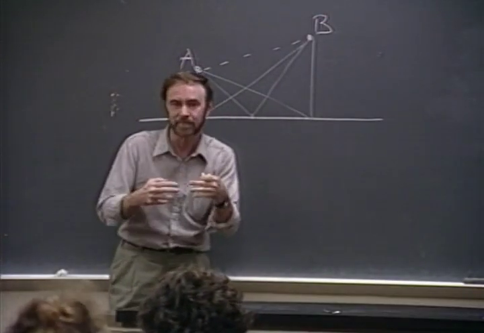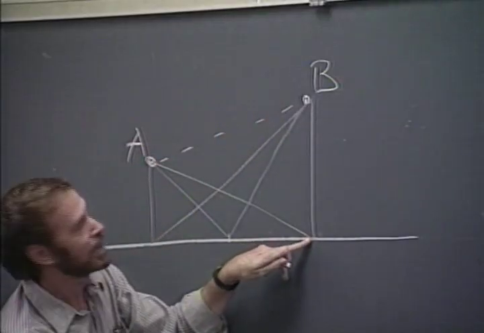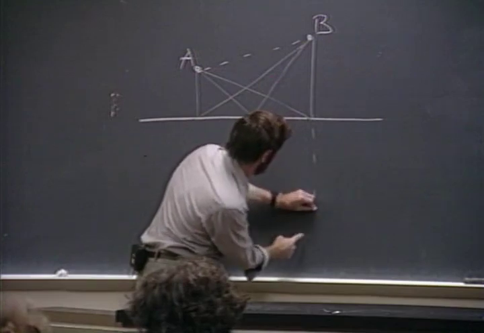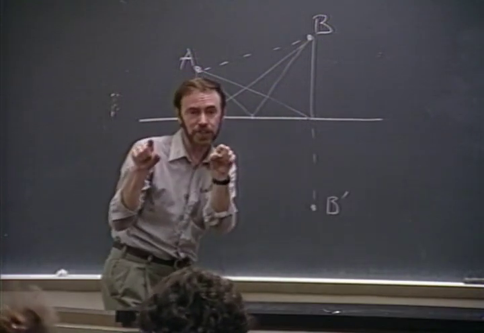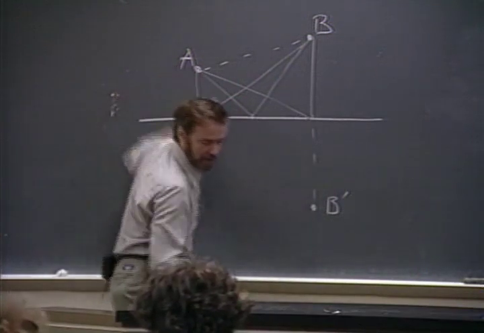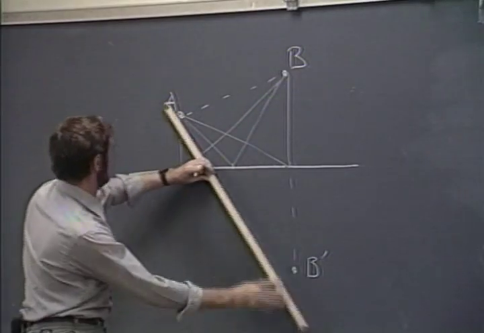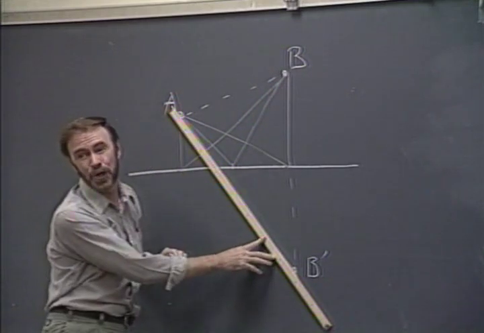Let me go through it quickly. If you consider this, fold it down so it's over here, and call it B prime. I could ask you, what's the shortest path between here and here? And you would all say what? A straight line. In fact, you just go like this. That's the shortest path between those two.